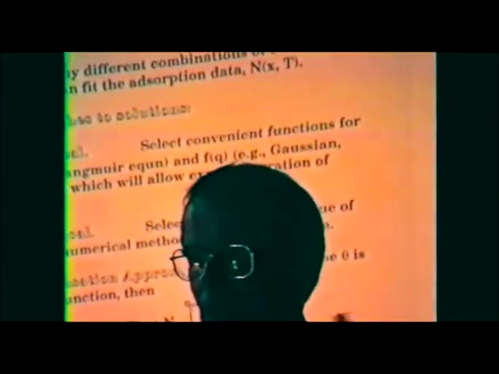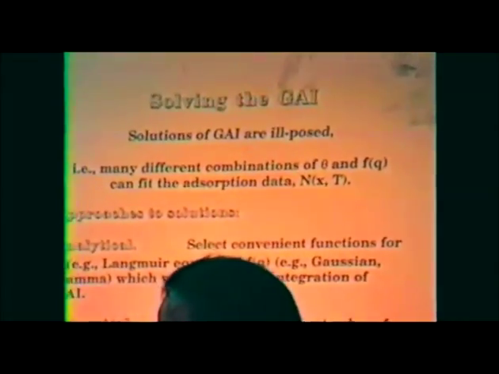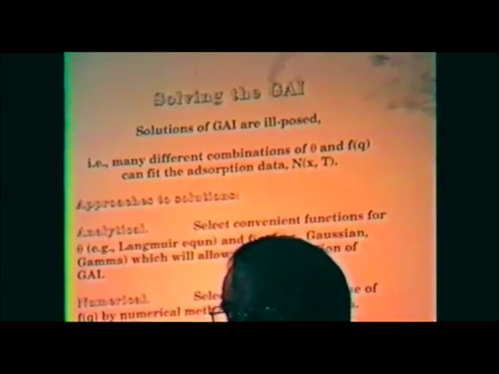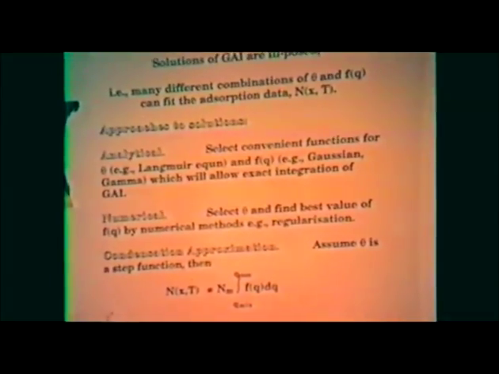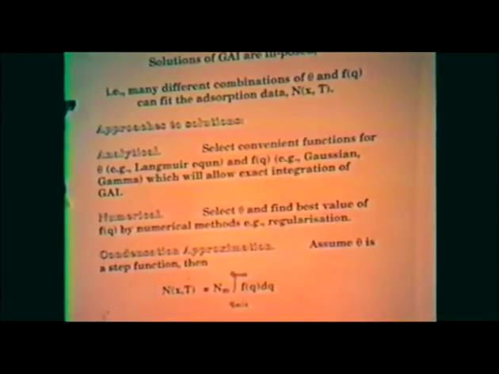Now, a point I want to emphasize: I agree with a lot, probably everything. There's a lot to take in, but that which I took in, I think I agreed with in what Roger said, and I'm looking forward to talking to him about it. But one point he didn't emphasize with regard to the solution of the GAI is that it's an ill-posed problem. That is to say, there are many different combinations of the local isotherm theta and the distribution function f of q, which can be fitted to the adsorption data. There's no unique combination of those two which can lead to a satisfactory fit.